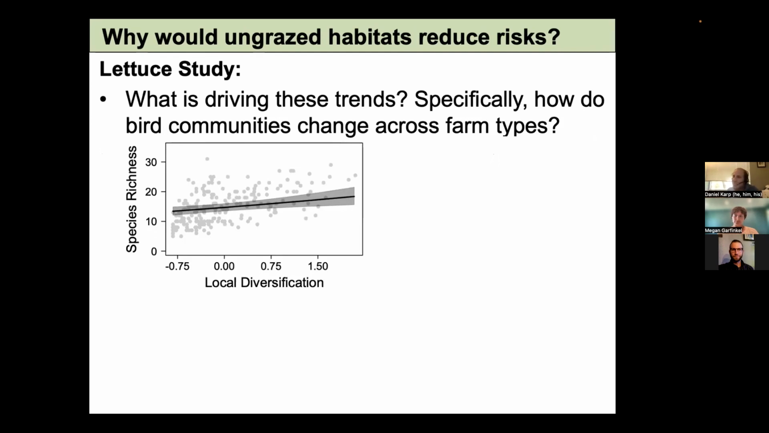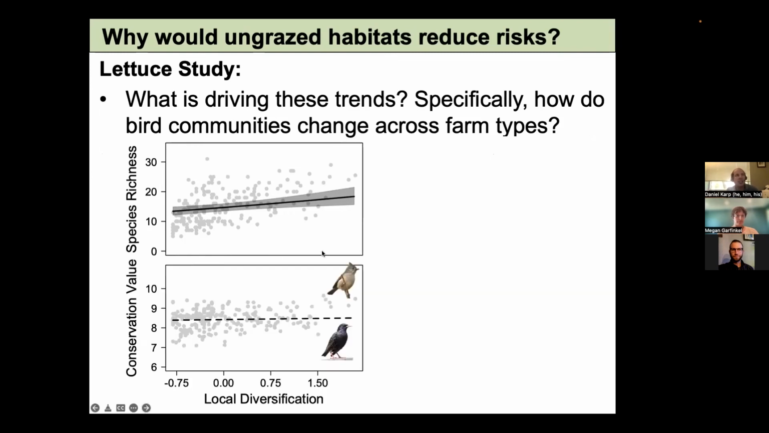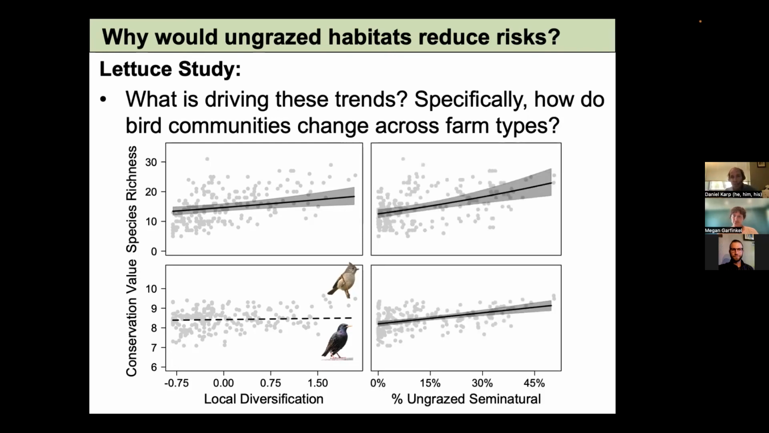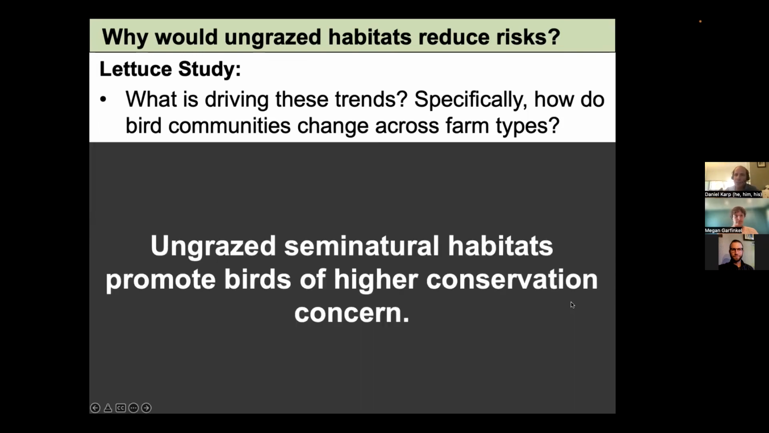If we look at the identity of these birds, maybe we care about certain species that are declining and of higher conservation concern, like this oak titmouse here, and maybe we care less about a species that has lower conservation value, like this invasive European starling here. If you use the average conservation value of all of these different birds that we were surveying, there's really no relationship with the local diversification. However, with the amount of ungrazed habitat around the farm field, we did see strong relationships. You get more species, and in particular, you get these species of higher conservation value. So we're getting these birds of higher conservation concern when you have more ungrazed habitat around the farm field.